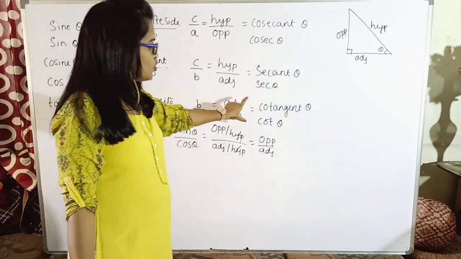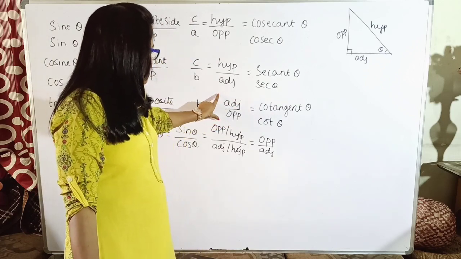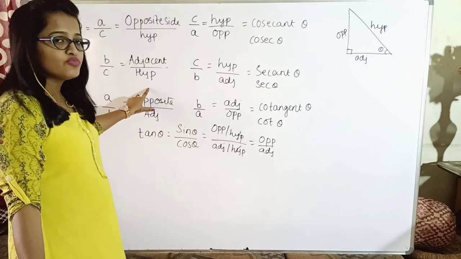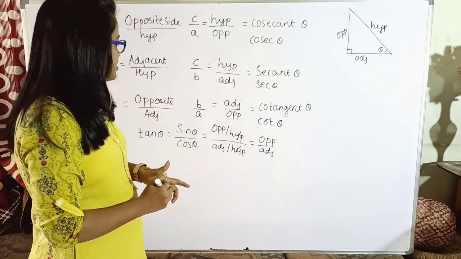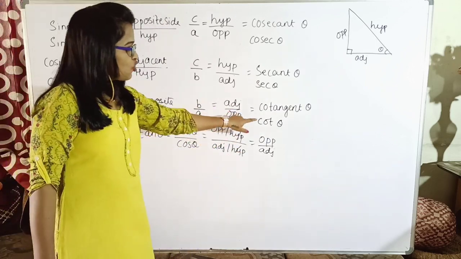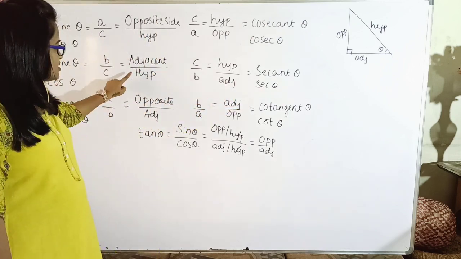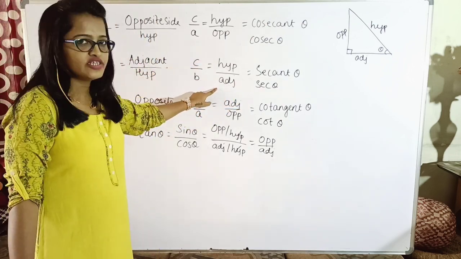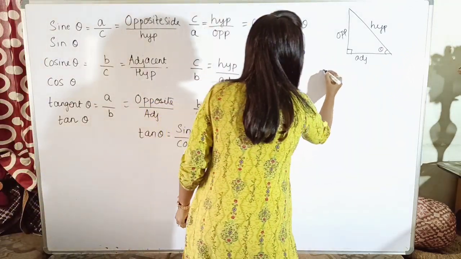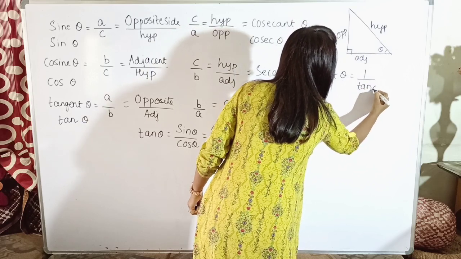Now let us come to cot theta, or cotangent theta. If you compare here, tan theta is opposite upon adjacent, whereas cot theta is adjacent upon opposite. Isn't it a reciprocal? Yes. So cot is a reciprocal of tan, whereas sec is hypotenuse upon adjacent, the reverse of adjacent upon hypotenuse. So sec is the reciprocal of cos. So let us write down here, cot theta is the reciprocal of tan theta.